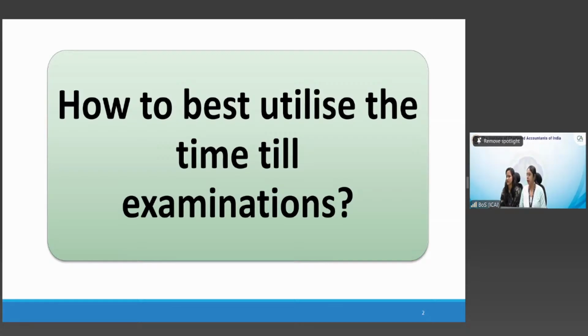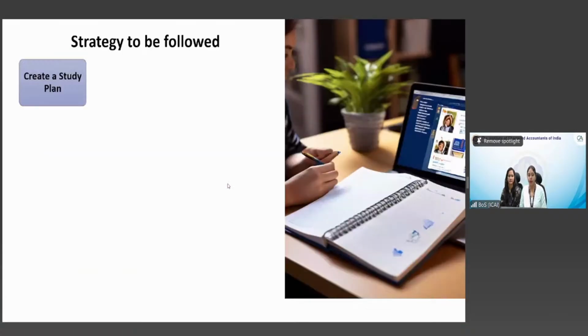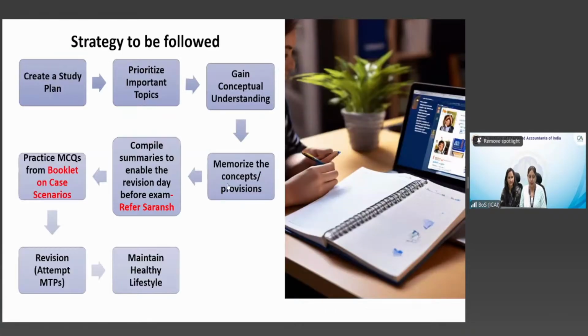Yes. Okay. So whatever time is left till examination, first of all, you should make best use of that time. You must be following a study plan. So you need to prioritize the important topics. And what are the important topics? As Swati already told you, substantive provisions. Starting from supply till ITC, they are the most important topics. So you have to start from that, gain conceptual understanding in those topics, and memorize the concepts. So memorization of concepts is very important.